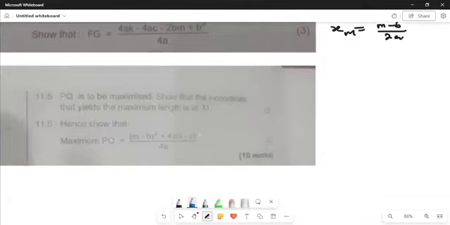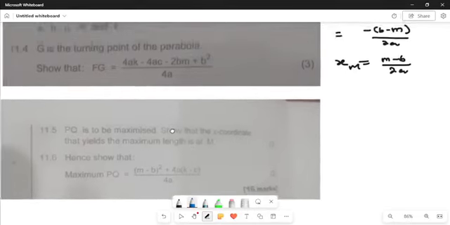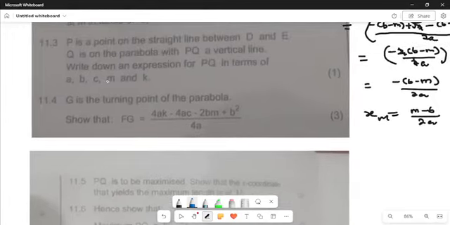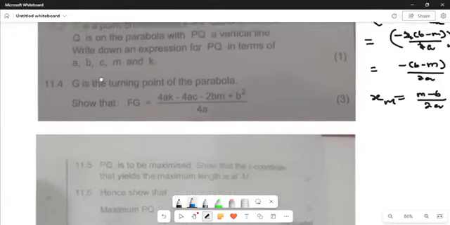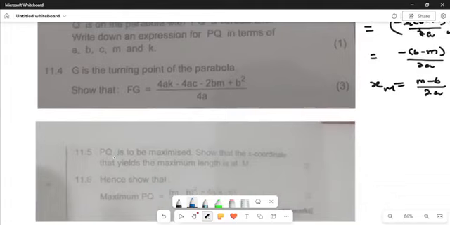And then question number 5. PQ is to be maximized. Show that the x-coordinate that yields the maximum length is at m. So the previous equation of PQ that we found at question number 3, we are now told that PQ is to be maximized, and we need to show that the x value that maximizes that function we found is at m.